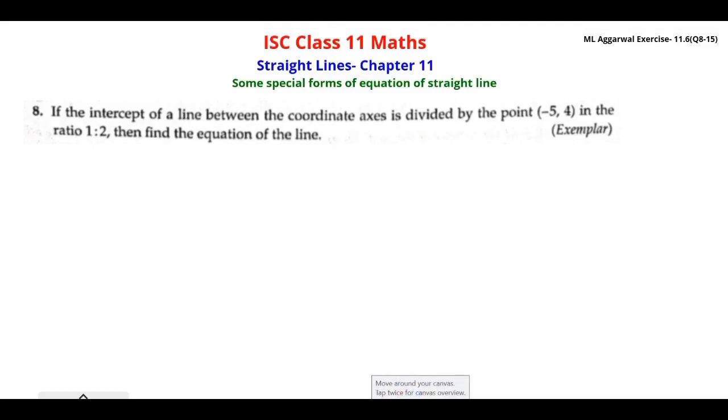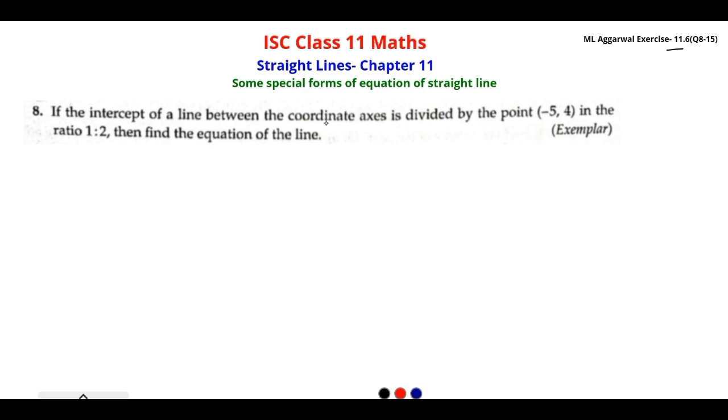Hello students, today we will do exercise 11.6 question number 8 onwards. This exercise is based on normal form or distance form of equations, concepts we have discussed in previous video. So let's start question number 8.